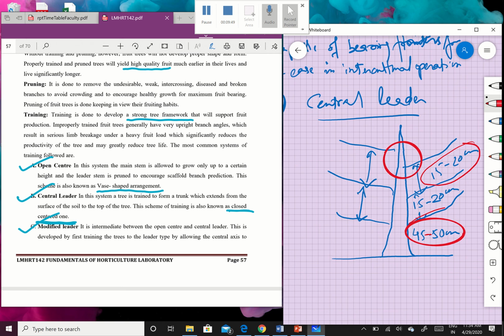That's why this method is not suitable for high altitude and also hot arid places where wind velocity is very high. This is your central leader.